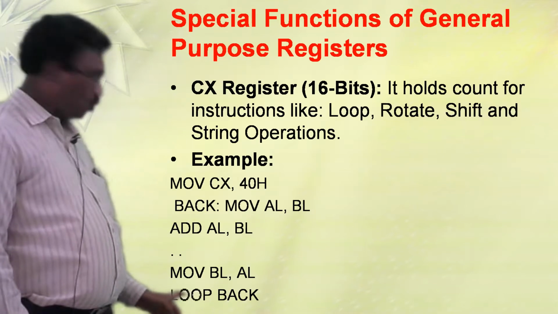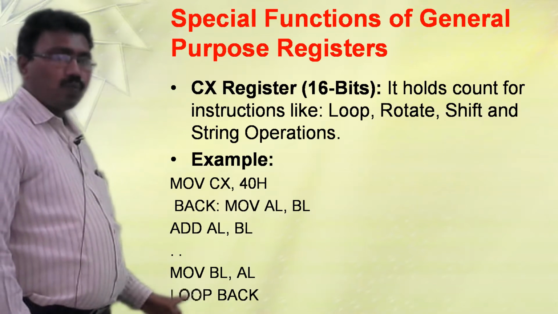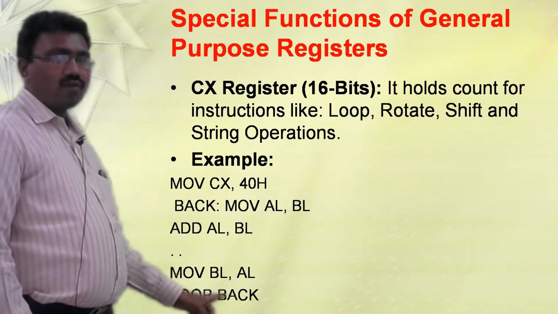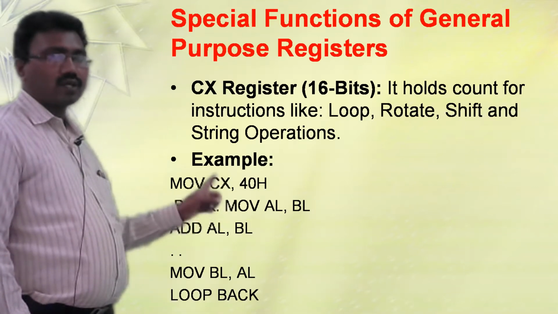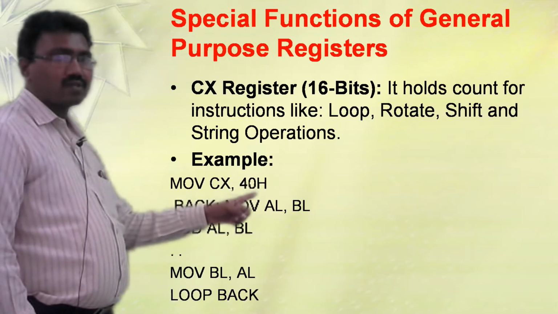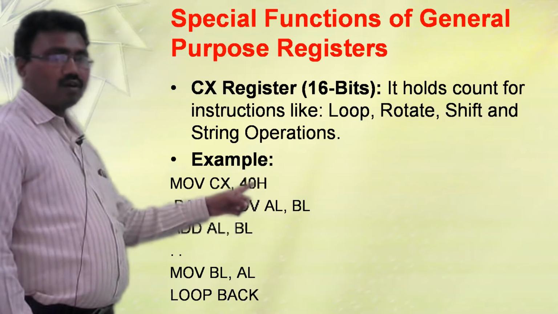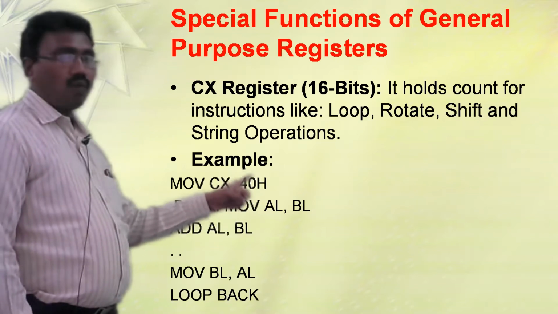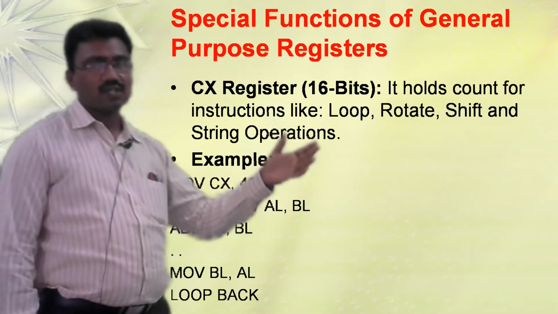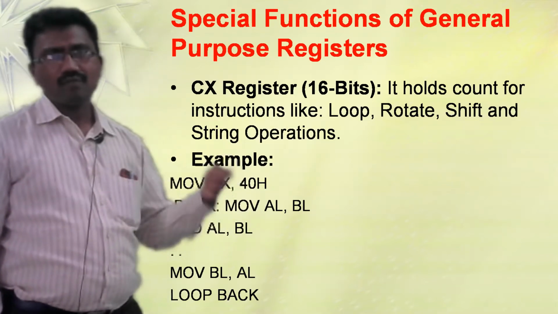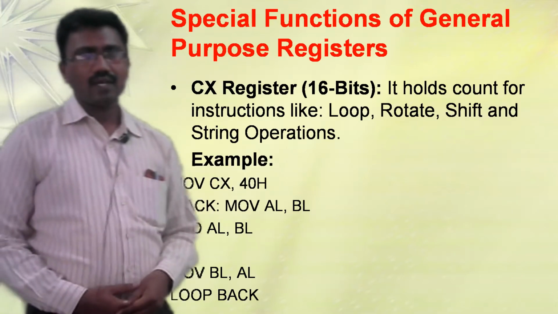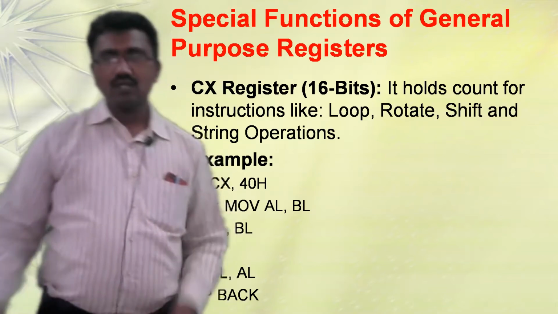Here, LOOP BACK is the loop instruction. Loop control goes back to BACK if the counter is not equal to 0; again control goes back to here. How many times does this group of instructions execute? 40 times. The number of iterations should be placed in the counter register. This is one special function of the counter register. In case of a shift instruction, CL holds the number of shift operations that should be performed on the specified data. This is the special function of the counter register.